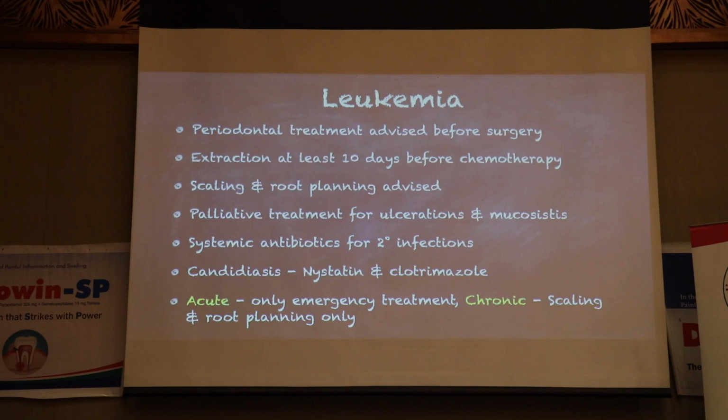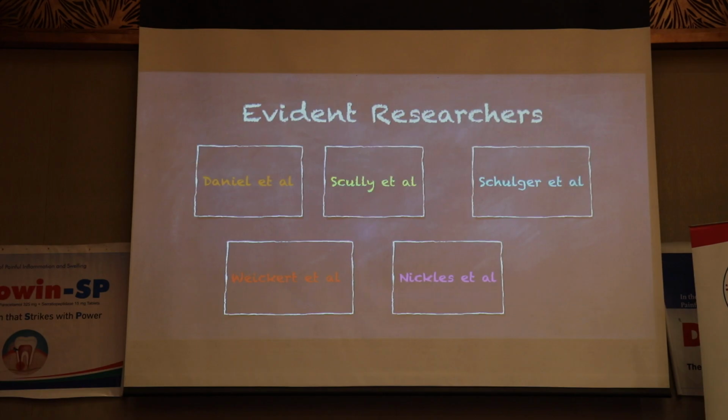Again, if the patient has candidiasis, give nystatin and clotrimazole. For acute leukemia, please don't attempt any procedures. Scaling and root planing can be done for the chronic cases.